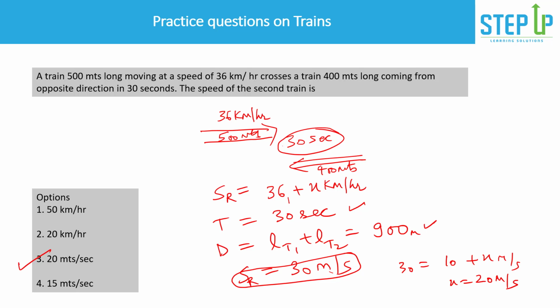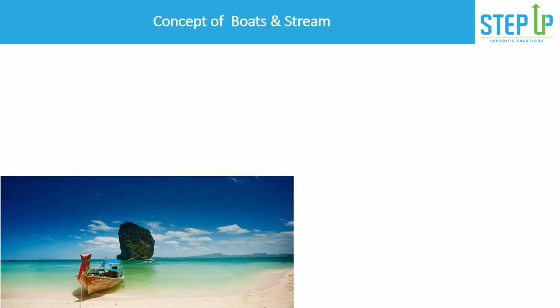Extremely easy. So what we did in this question, we understood the concept of relative speed, and we know the distance they will cover is equal to the length of both the trains, right? And we just converted the kilometer per hour into meters per second to get to our answer.